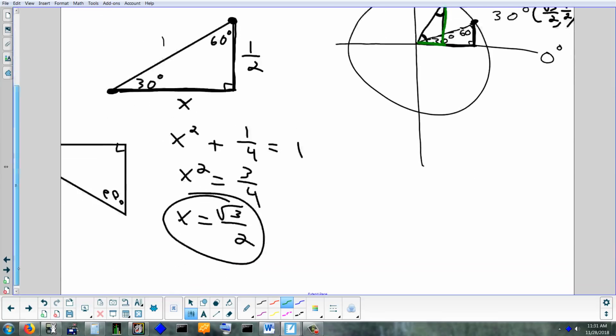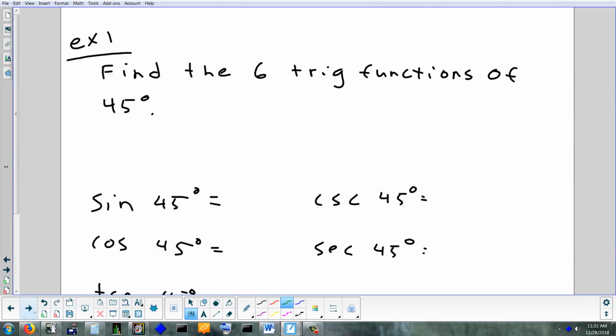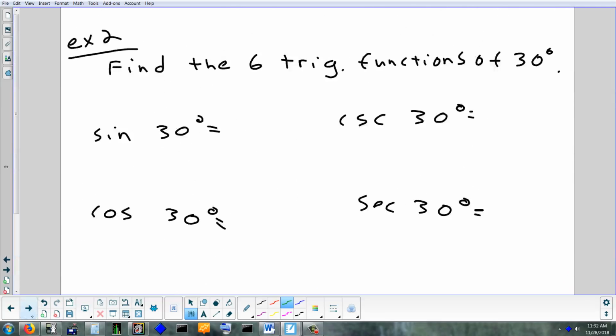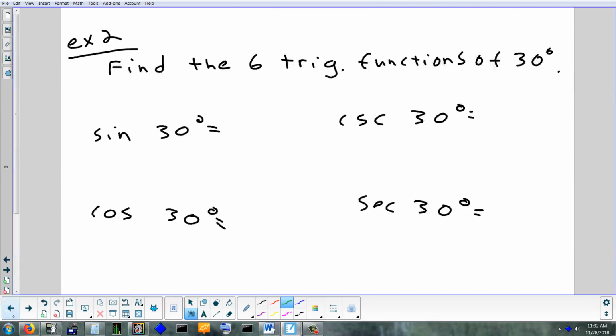Okay. Any questions on that? Okay, so we'll try some examples. We'll start off with some stuff in quadrant 1, and then we'll get into other quadrants as well.